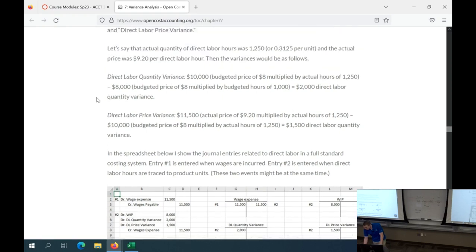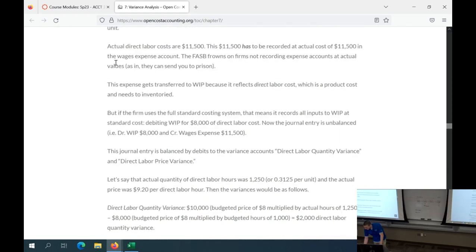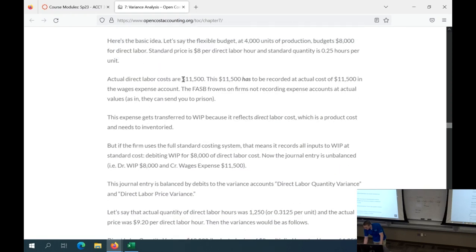All right, so let's look through here. The details here are we incur. All right, here we are. Flexible budget, 4,000 units production. So that's actual units production.